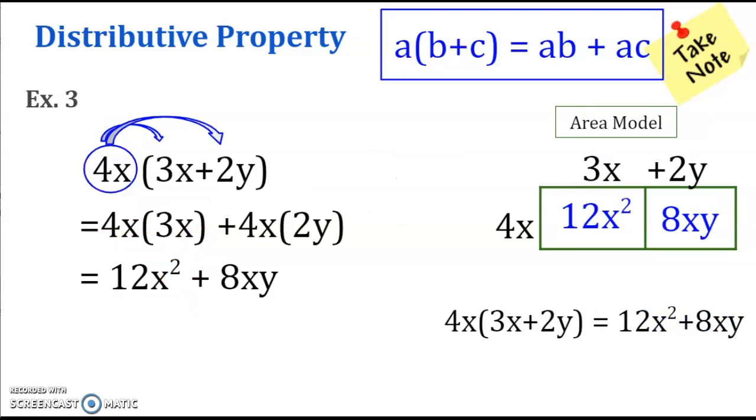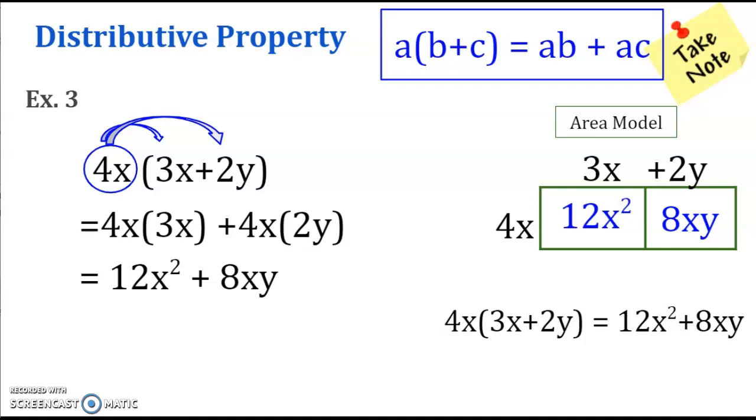Okay, what if we do another problem? Example 3 is a little bit more complicated. 4x is being multiplied to this parenthesis of 3x plus 2y. Again, it's not just the x, but the whole thing, 4x, whatever the number in front is, that is being distributed to each of the terms.